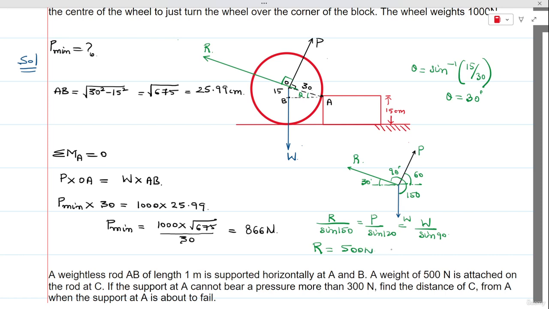So whenever you find three forces in a given system, remember that you are required to use Lami's theorem.